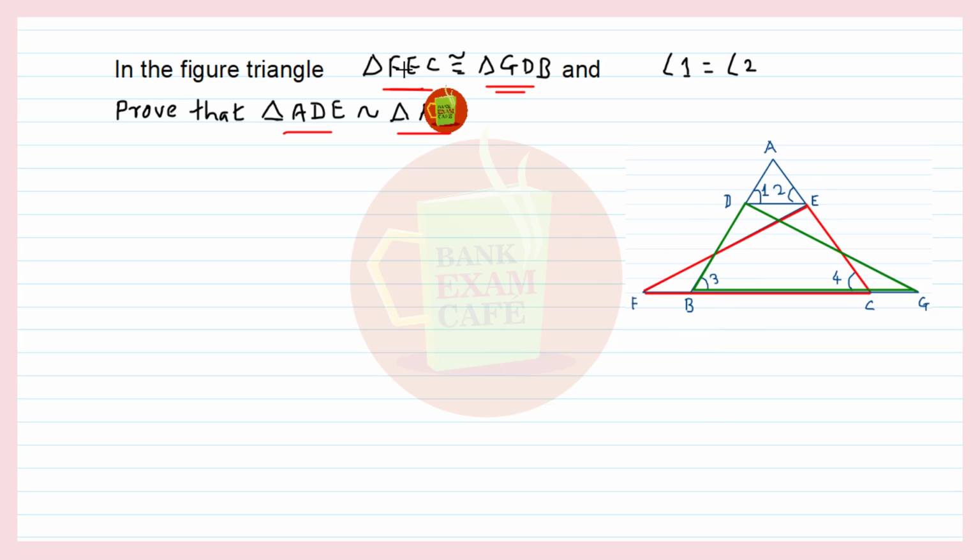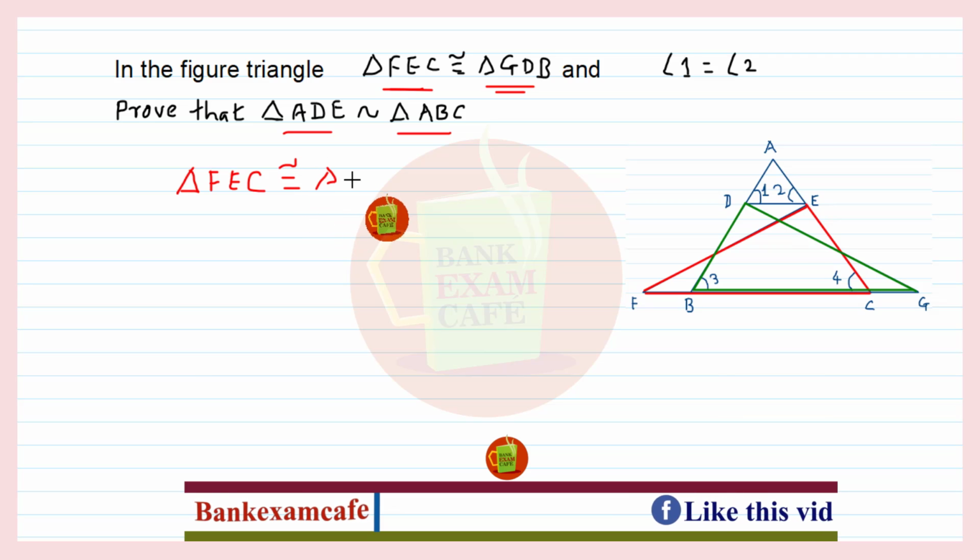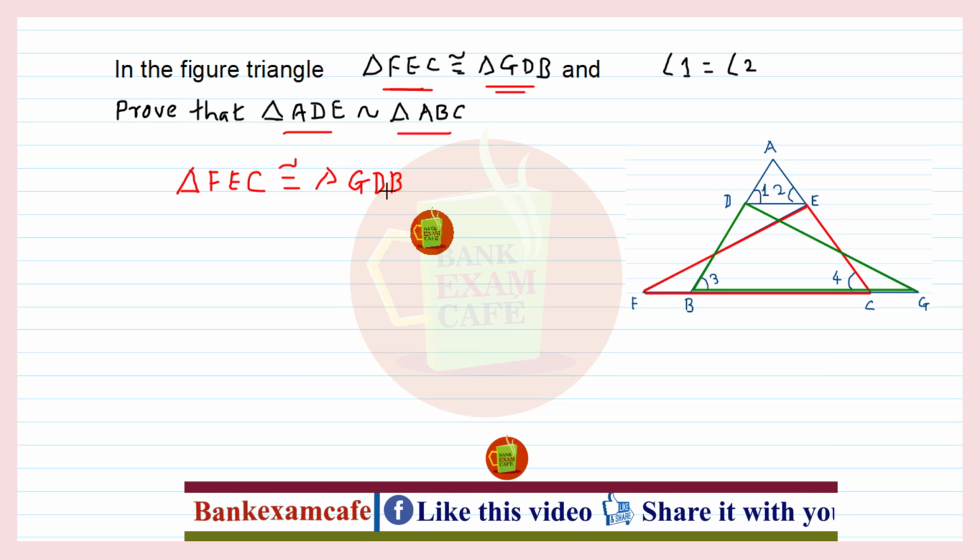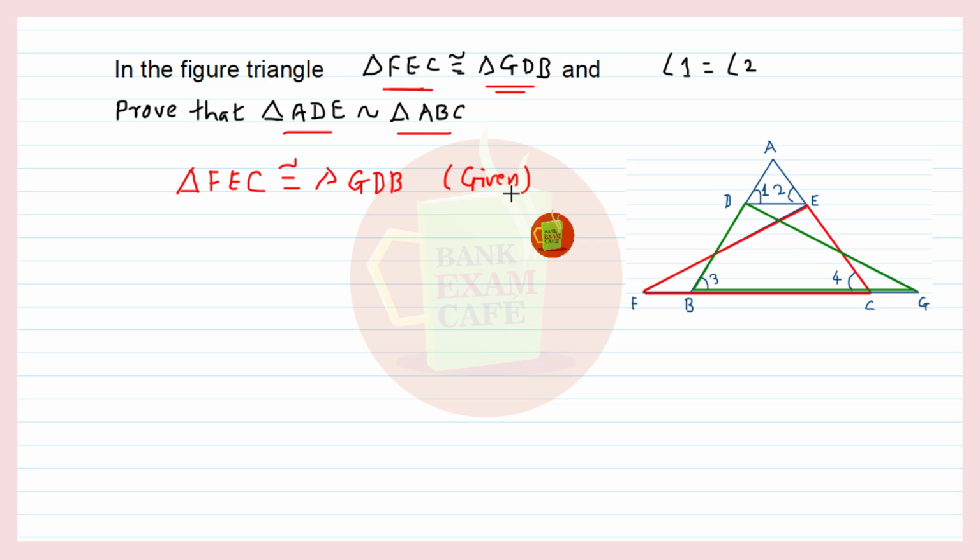Now friends, here it is given that triangle FEC is congruent to triangle GDB. It means the corresponding parts of the congruent triangles are equal, so the corresponding angles are equal and the corresponding sides are also equal. So first we write that triangle FEC is congruent to triangle GDB. This is given, and therefore the corresponding sides are also equal. FE and its corresponding side GD are equal, EC and its corresponding side DB are equal, and FC and its corresponding side GB are also equal.